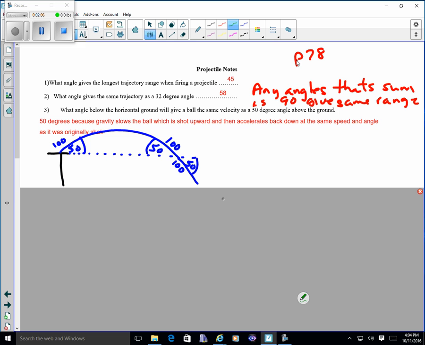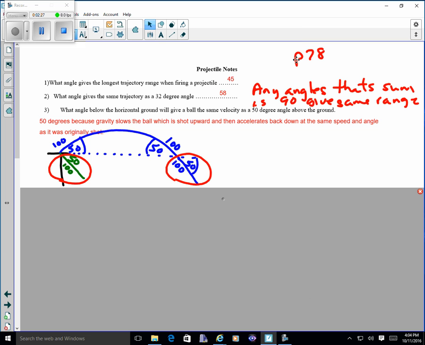So once again, if you shoot a ball up at 50 degrees, it's going to land at the same speed as if you shot it down at 50 degrees, because gravity is going to slow that ball down on the way up, but it's also going to speed it back up on the way back down. So it accelerates back to the same speed it was when it came out of the gun.